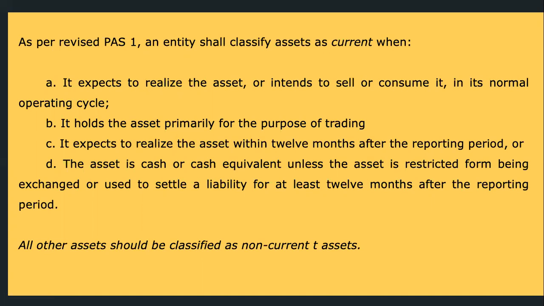Or the asset is cash or cash equivalent, unless the asset is restricted from being exchanged or used to settle a liability for at least 12 months after the reporting period. So if the asset is cash or cash equivalent, automatically it is classified as a current asset, unless restricted. Okay, all other assets should be classified as non-current assets. So if it does not fall within these criteria, automatically the asset is classified as a non-current asset.